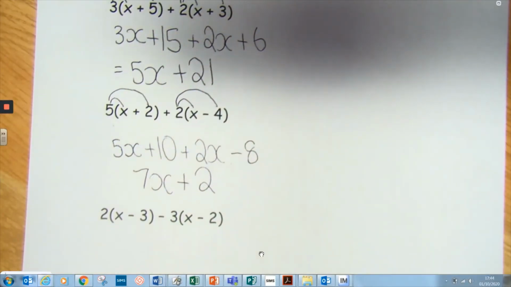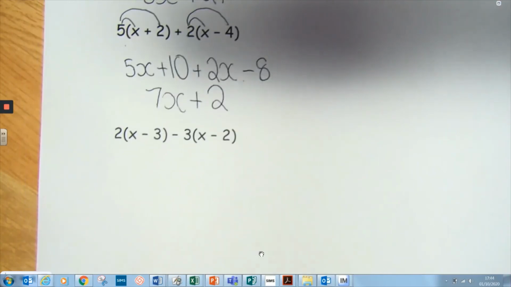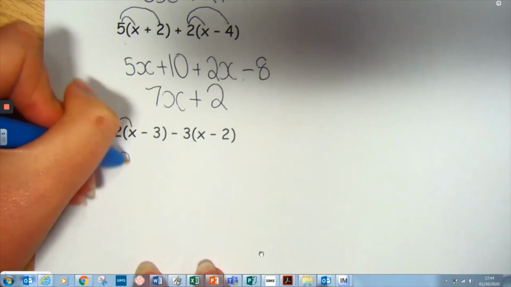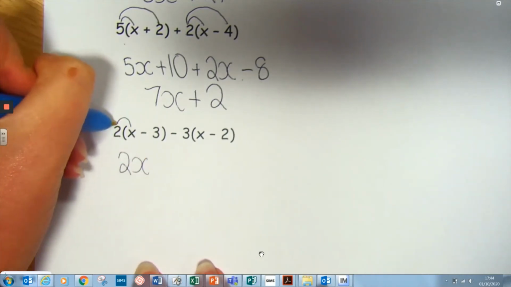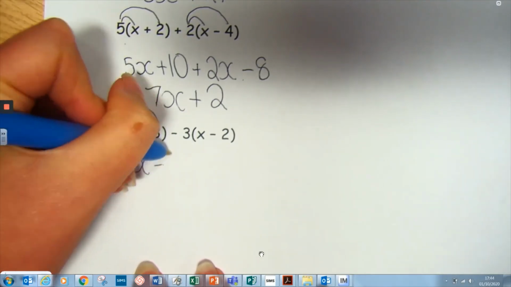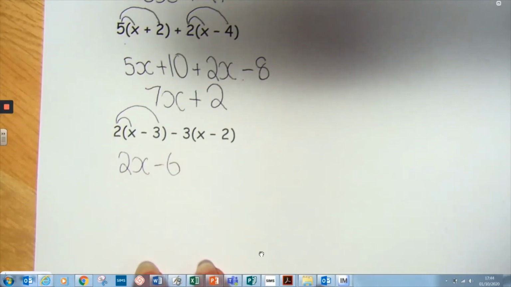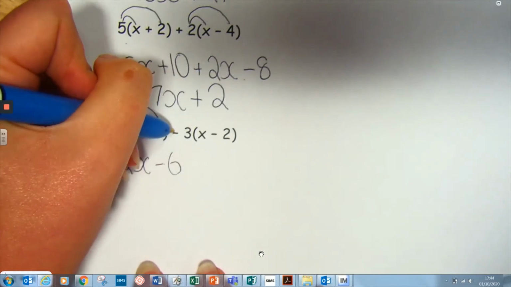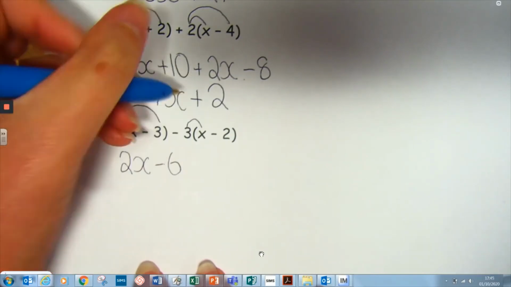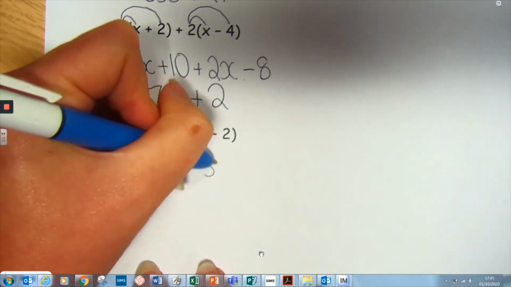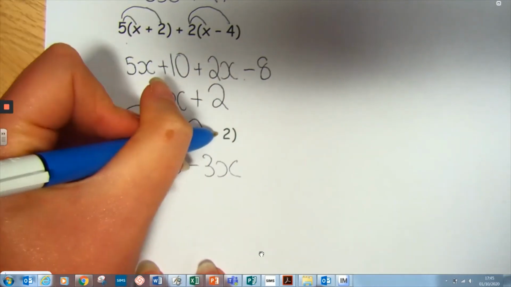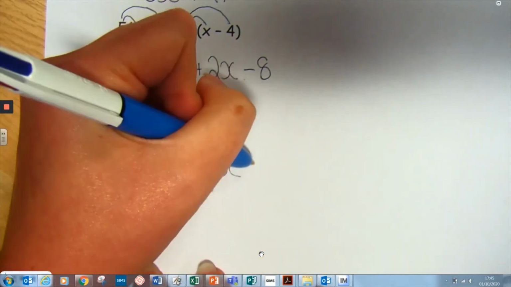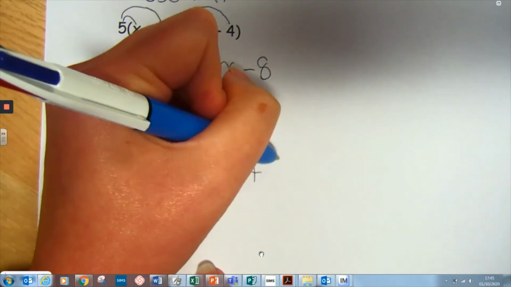And then the last example, you're going to do 2 times x, which is 2x, and 2 times minus 3, which is minus 6. So we've expanded this bracket, now we're going to expand this bracket. We're going to do minus 3 times x, which is minus 3x, and then we're going to do minus 3 times minus 2, and minus times a minus, remember, is a plus, and 3 times 2 is 6.